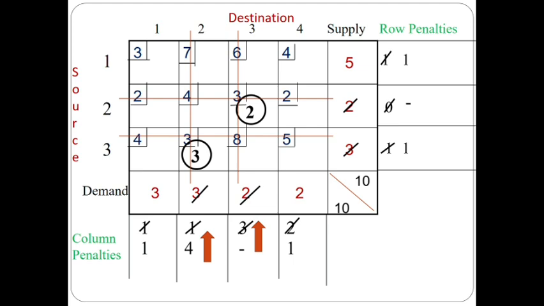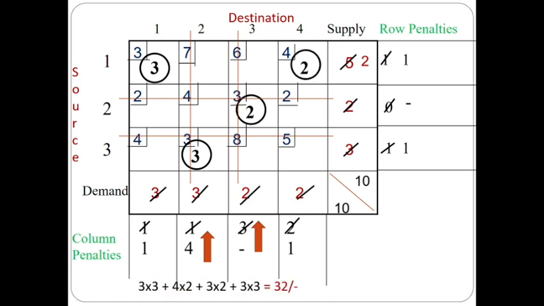Right? And we have only 2 left out cells. So there is no need to calculate the penalties. We can choose the least cost among these two. So the least cost among these two is 3. So here we can allocate 3 units. And the remaining supply will be 2 and the demand will be 0. And there is only 1 cell left. So here we can allocate 2 units. And the remaining will be 0 and 0. Here also it will be 0, right? Okay. And the total transportation cost will be 3 into 3 plus 4 into 2 plus 3 into 2 plus 3 into 3. So it will be 32.